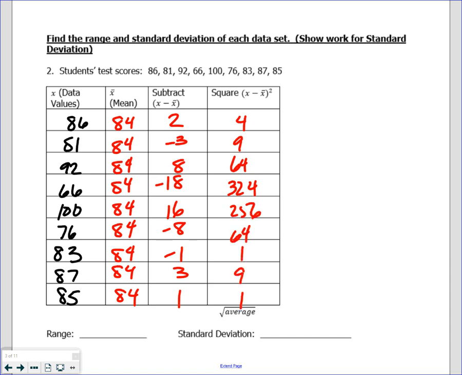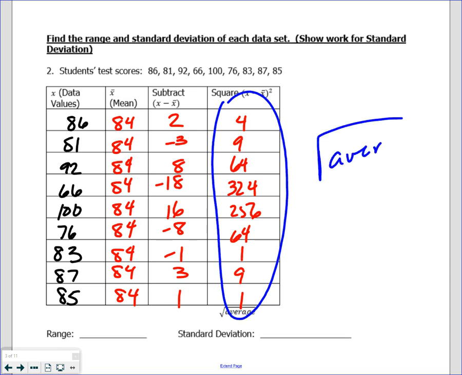So now, average. So take this last column, add them all up, divide by how many the numbers are, and then you want the square root of the average. So I found the average, did the square root, and ended up getting a standard deviation of 9.02.